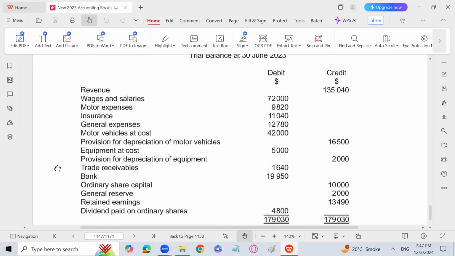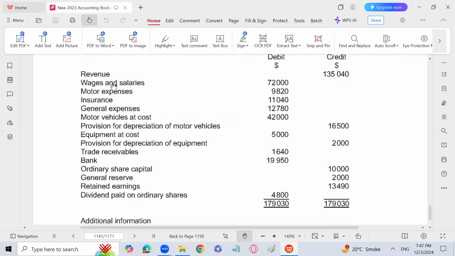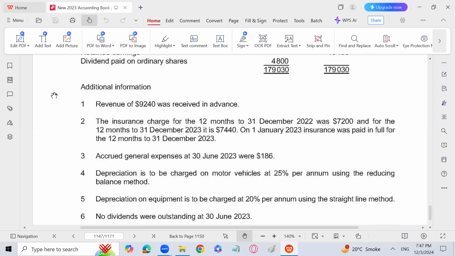First of all, the question says that B Limited provides cleaning services to client offices and factories. The clients provide their own cleaning materials. The trial balance of B Limited at 30th June was as follows. The trial balance is given: revenue, wages and salaries, obviously they are expenses, motor expenses, insurance, general expenses, motor vehicle, depreciation, equipment, trade receivable, bank, share capital, general reserve, retained earnings, and dividend paid on ordinary share is already given in the question.